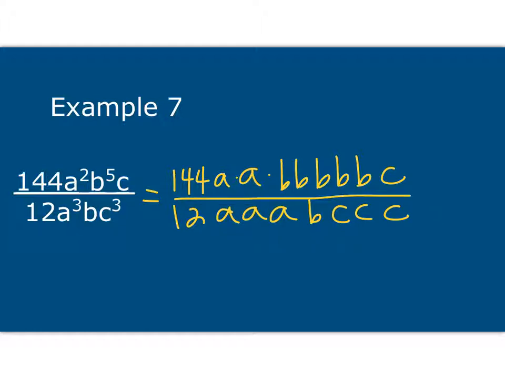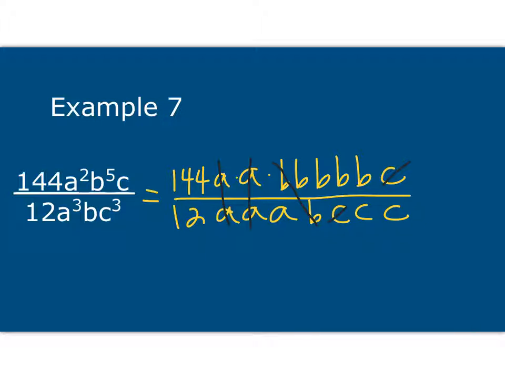And then from here we're going to use the same strategies. Whatever you have on the top and bottom, we can cross off. So I see an a on top and an a on the bottom. If I divide those, that's 1. Here's another a over a, so I can cross those off. I see 1 b that I can cross off. And I see 1 c that I can cross off.